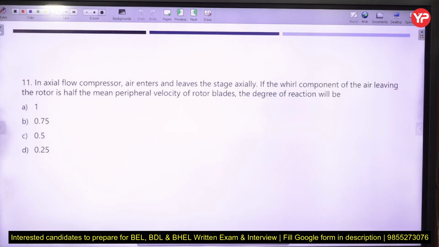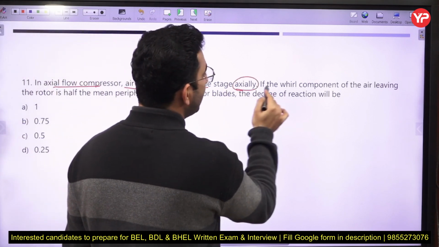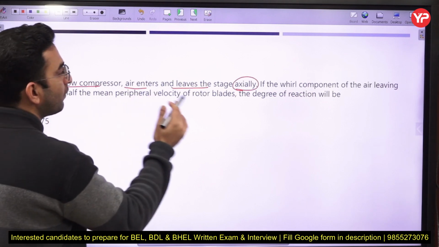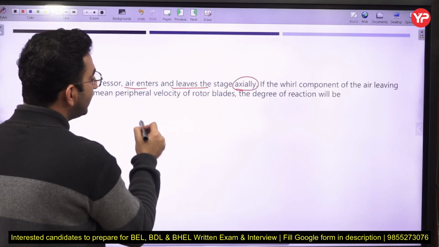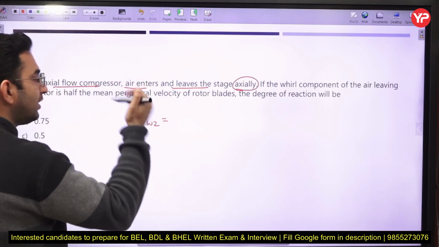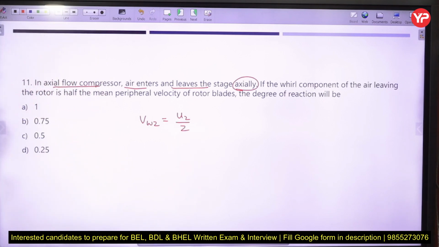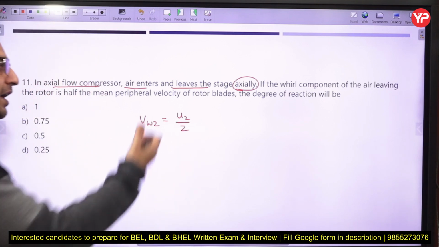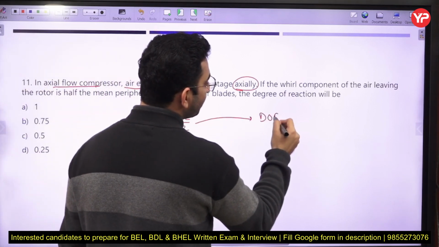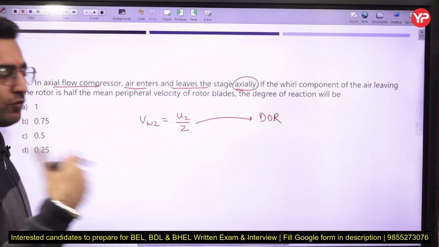The next part is, in an axial flow compressor, air enters and leaves the stage axially. If the whirl component of the air leaving the rotor is half the mean peripheral velocity of the rotor blade. So here in this case, in the case of axial flow compressor, whirl velocity at the exit is basically going to be equal to half of the peripheral velocity of the blade here. Now we have to calculate the value of the degree of reaction. So again we have to calculate the degree of reaction here. So I have told you the degree of reaction is nothing but the enthalpy change in the case of moving blade to the enthalpy change in the total blade here.